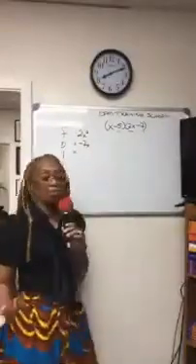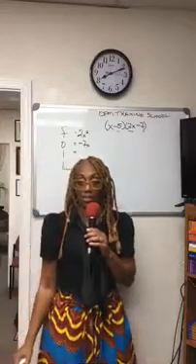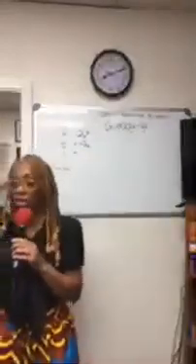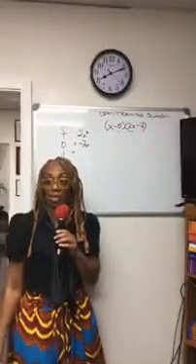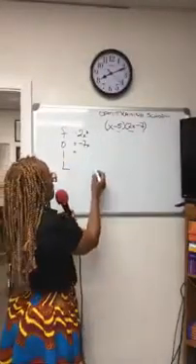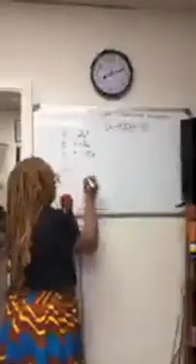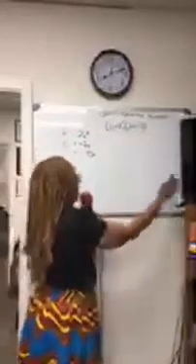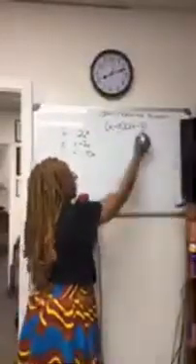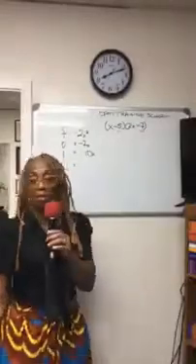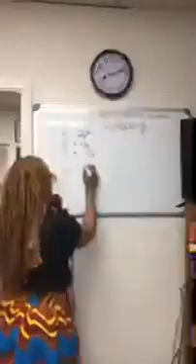Negative 5 times 2. So a negative times a positive is a what? Negative. So negative 5 times 2 is what? Negative 10. Yes. So it's negative 10x. And then our last two terms are negative 5 and negative 7. So a negative times a negative is a positive. So 5 times 7 is what? 35. Yes, sir. 35. Thank you.